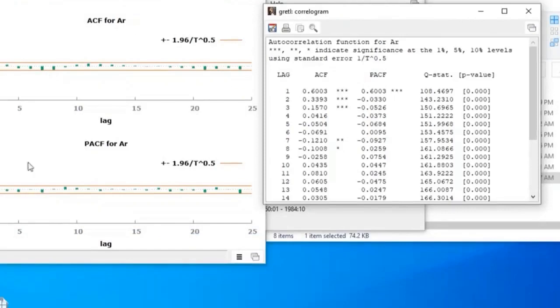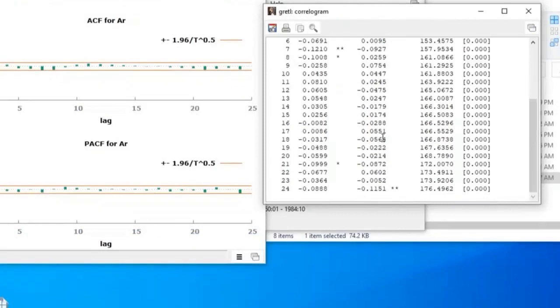And in the PACF, we have one significant spike that is marked by this star. And the last one is a marginal one. And here also there is a marginal one.